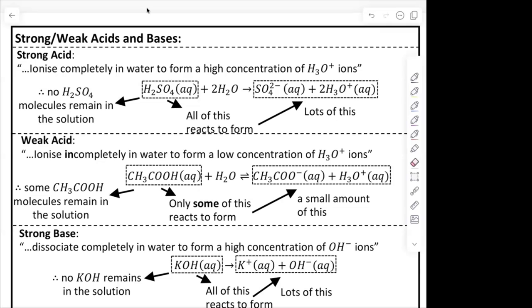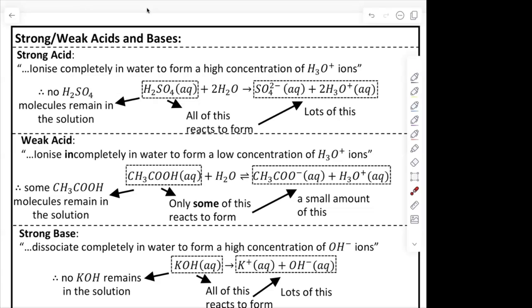If you look at the reaction we've got there, H2SO4 plus water, almost all of our H2SO4 is going to react to create lots of our product. Think about how we were dealing with Kc last time. We've got what we call Ka and Kb, the equilibrium constant for acids and the equilibrium constant for bases. A strong acid is going to have a very high Ka value because I've got lots of products and very little reactants. But a weak acid is going to have a very low Ka value, or a Kc for acids.